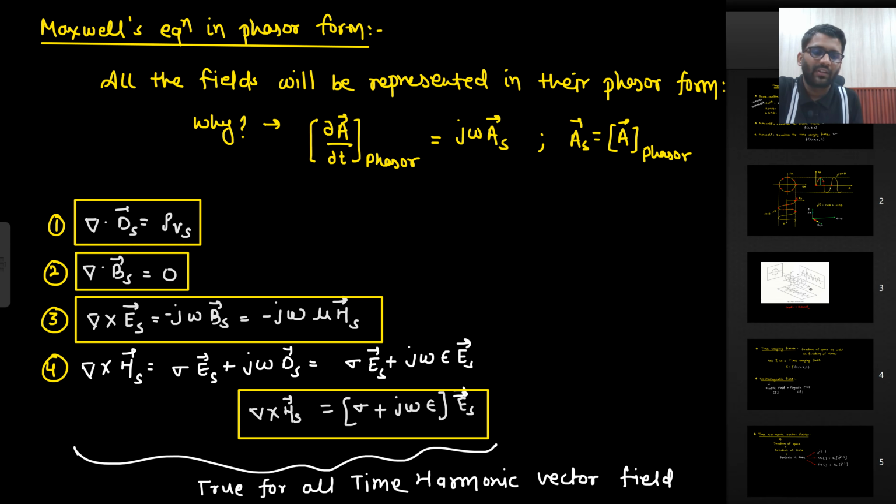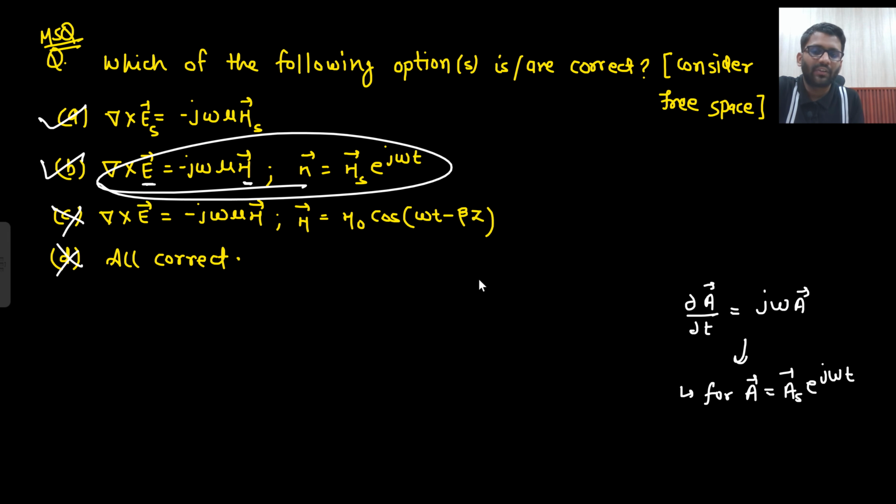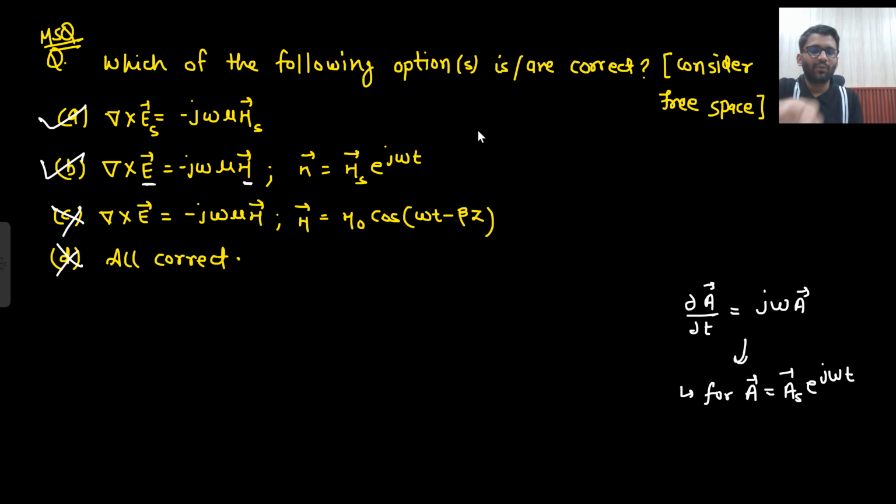But which kind of equation? This kind of equation is true only for e to the power j omega t. You have to have e to the power j omega t. If it is the real part of e to the power j omega t or the imaginary part of e to the power j omega t, then it will not work. Then you need to go from phasors only. So it will always be true. Is that clear to you now?